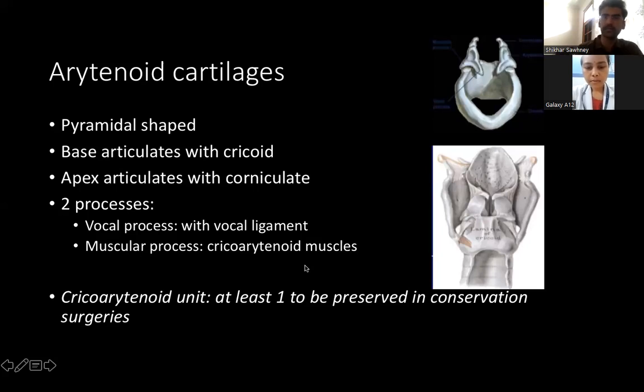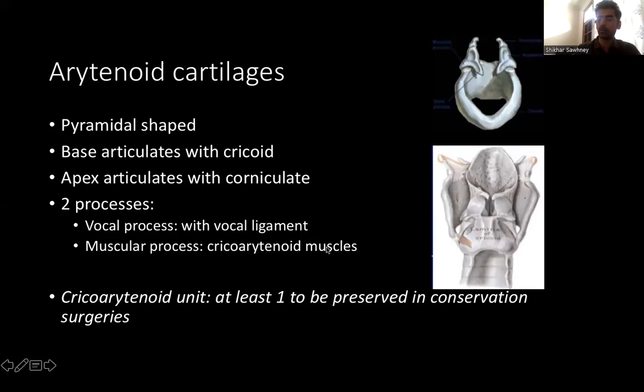Now, what is important here is that the arytenoid cartilages, along with the cricoid cartilage, form the cricoarytenoid joint and are part of the cricoarytenoid unit, which is extremely important as at least one of these cricoarytenoid units needs to be preserved in conservation laryngeal surgeries, and it is a prerequisite to perform a conservation laryngeal surgery.